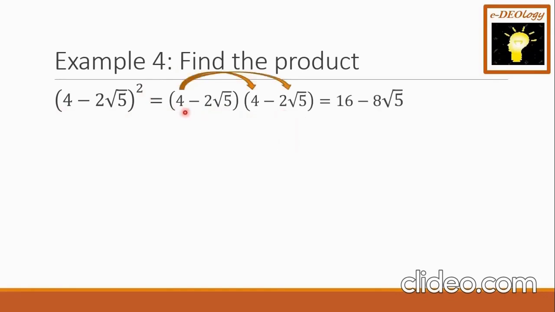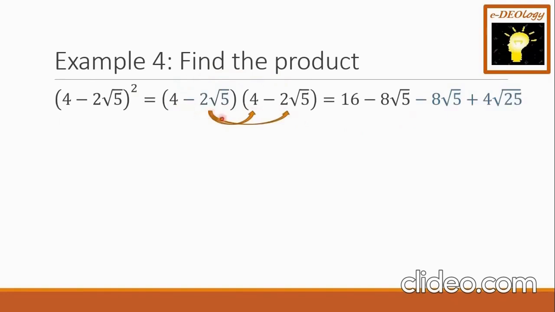Let's have example 4. This is now the square of the quantity 4 minus 2 square root of 5. We can expand this binomial here to be 4 minus 2 square root of 5 times 4 minus 2 square root of 5. And then we will do the long multiplication. Start with 4 times 4 is 16. And then 4 times negative 2 square root of 5, we will get this 8 square root of 5. Next, the negative 2 square root of 5 times 4, we will get this negative 8 square root of 5. And then negative 2 square root of 5 times negative 2 square root of 5, we will get this 4 square root of 25. And then, we will simplify this square root of 25 to be 5.